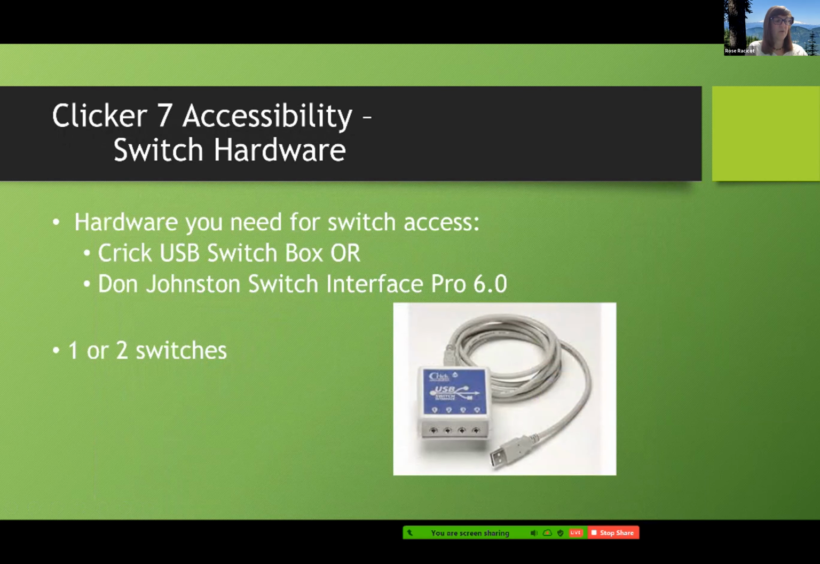Lastly, I wanted to talk to you about accessibility. In order to do accessibility with Clicker 7 specifically, and I'm assuming it's similar to Clicker 8 now, you would get a Crick USB switch box. The last time I tried, you can also use a Don Johnston switch interface if you knew the right settings to put in there. And then one or two switches. So you just need a switch interface and switches.